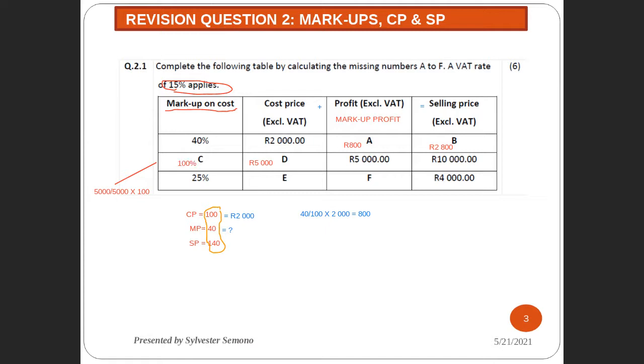So this must be the easiest thing that you have ever found. So remember, in future, just for the interest sake, what if the markup was on selling price? How will my calculation look like? Let's say they want you to find C, but the markup is on selling price. Tell me, which one will I divide by which one? I'm going to give you a few seconds. Just write it for me on the chat.